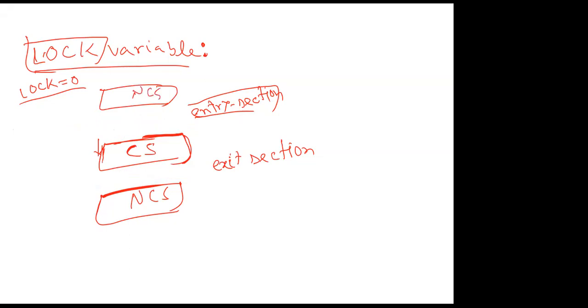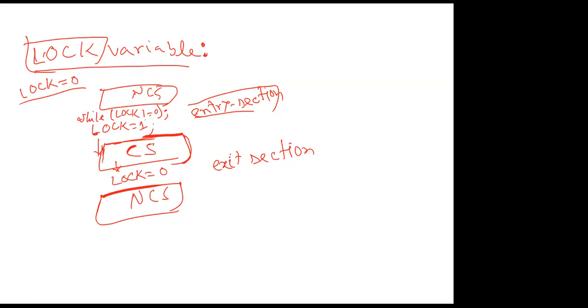Here the entry code is like this: while lock not equal 0, then it just keeps looping through this while loop. The semicolon means that it will always loop through this while loop, with nothing to do here. Then it will make the lock equal 1, and then enter the critical section. What is the exit section code? After exiting the critical section, it just resets the lock variable: lock equals 0.